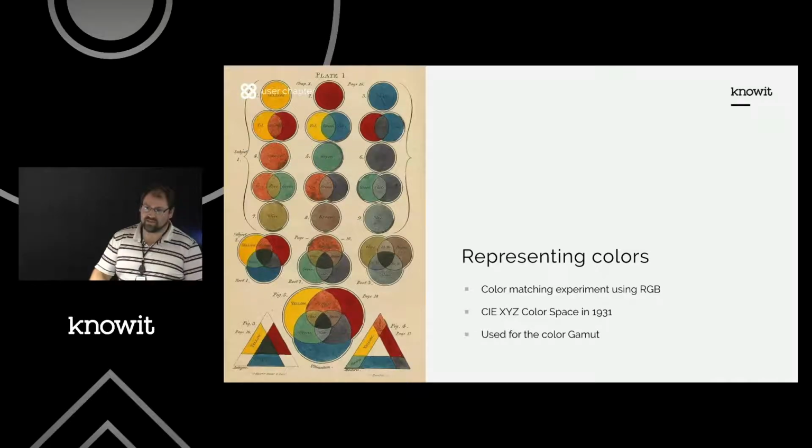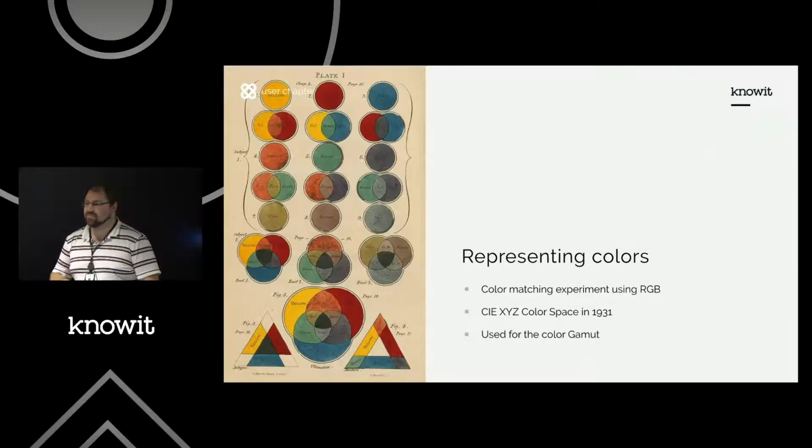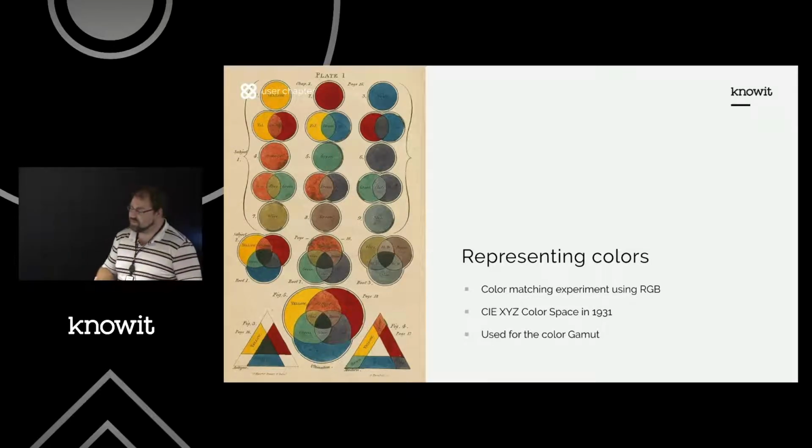Later, this was found to not be able to show certain colors. You can't make, I think it's teal, with red, green, and blue. You have to have red on the other side. So it's an experiment where they got close, but not all the way.